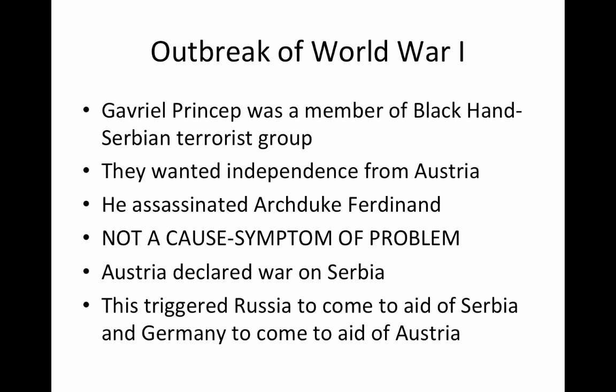The outbreak of World War I. World War I was eventually caused by a major event which was sort of the brink of all the main causes of World War I. And that was when Gavril Princip, who was a member of the Black Hand terrorist group within Serbia, went into Austria and ended up assassinating the Archduke Ferdinand. The reason why had to do with the Austrian takeover of Serbia and the desire amongst many of the Serbians to gain their independence.